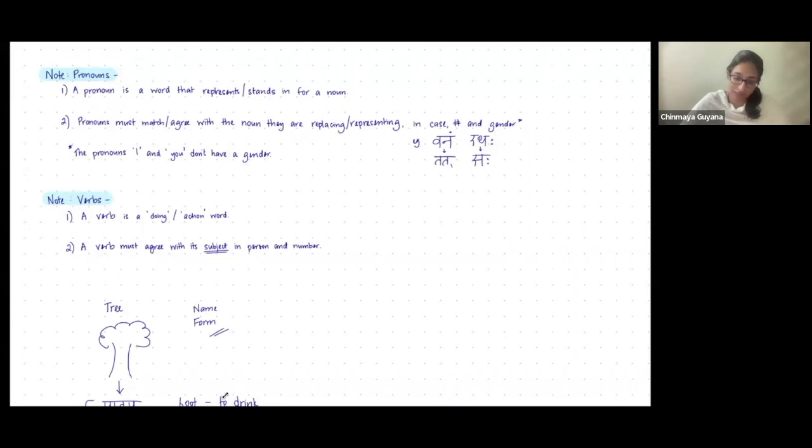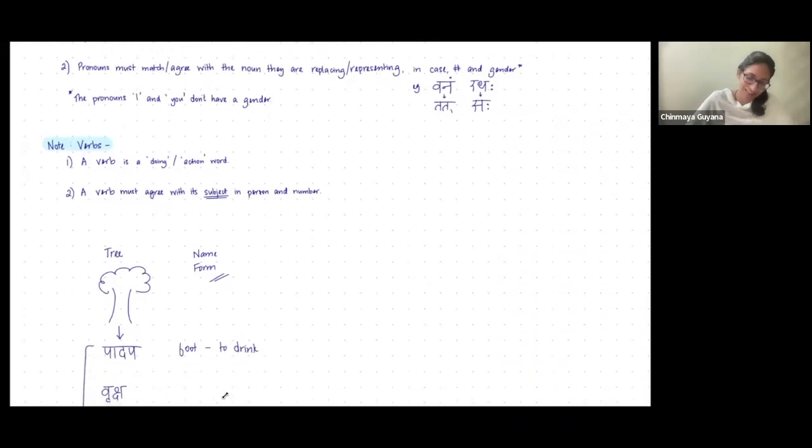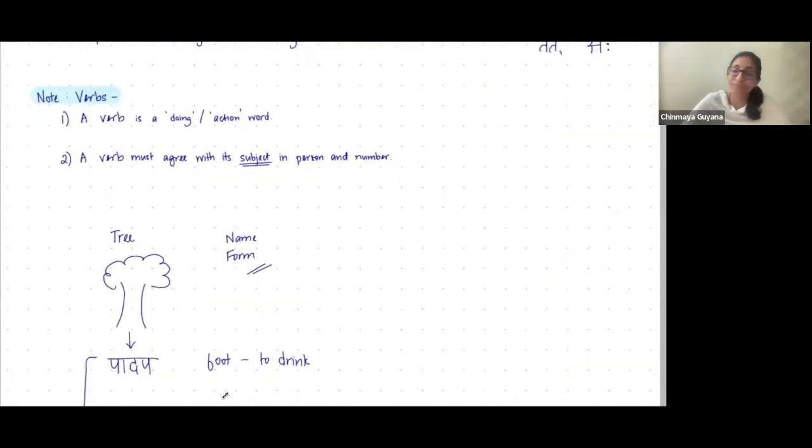Pronouns, remember, are words that replace nouns, and they must match the noun that they are replacing in case, gender, and number. And the pronouns I and you do not have a gender. Is I masculine or feminine or neuter? There would be a big fight if there was a gender for I and you. No gender for I and you. Okay? All right.